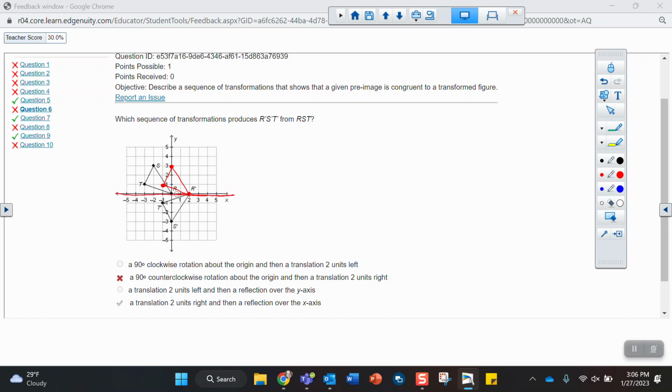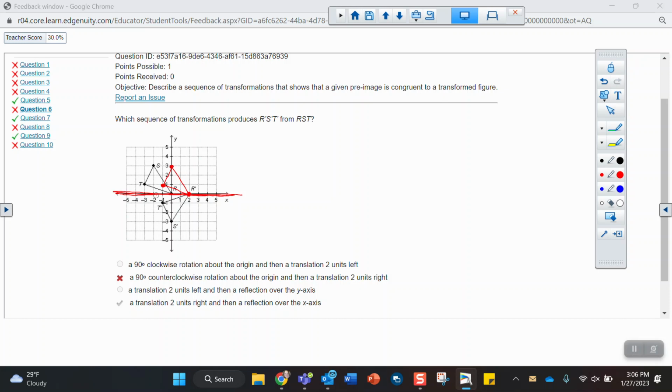So when we reflect over the x-axis, the points are the same distance above and below. So R prime was on it. It's still going to be on it. We've got S all the way up here. It's 1, 2, 3 units away. So it's 1, 2, 3 units away. Same with T to T prime. It's 1 unit above. So now it's 1 unit below. And that is reflection.